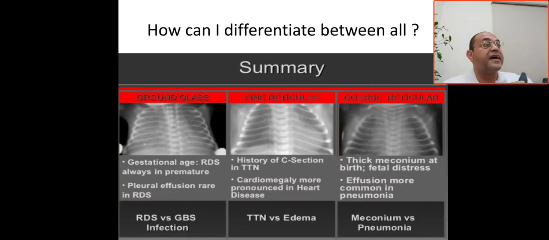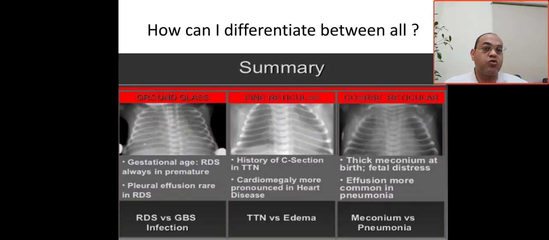Actually, TTN can range from a normal X-ray up to pleural effusion or heart failure. So the main areas of differentiation are the history: the baby is full term, born by cesarean, and the mother is diabetic or asthmatic, and also the cardiomegaly. There is mild cardiomegaly with TTN.